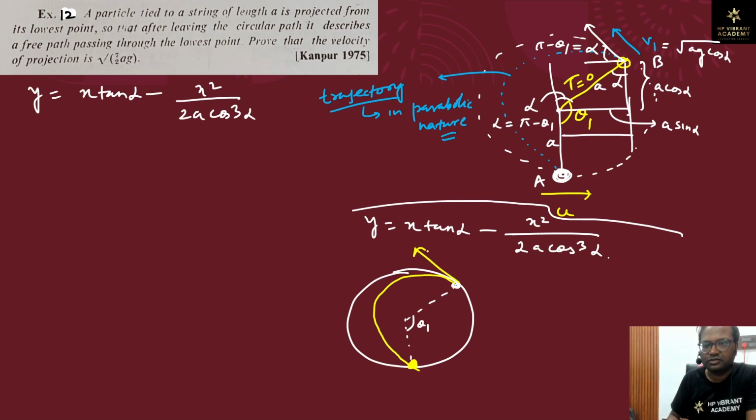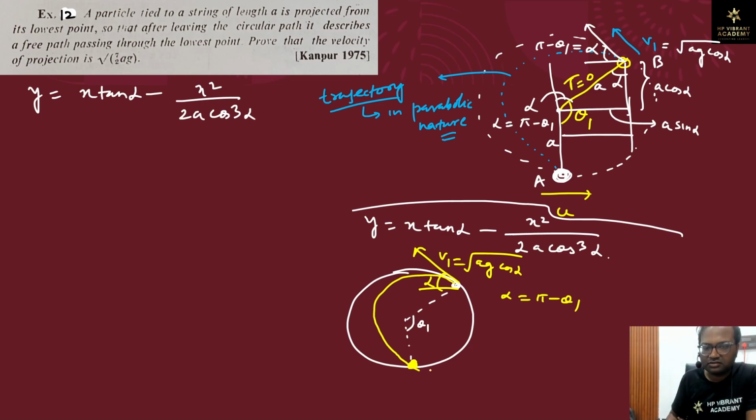Okay, so this is our, let us consider the velocity. The velocity we are having, v1 is equal to root under ag cos alpha. Okay, and alpha is the angle of projection. So alpha is equal to pi minus theta 1.